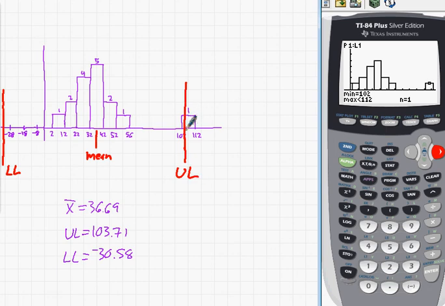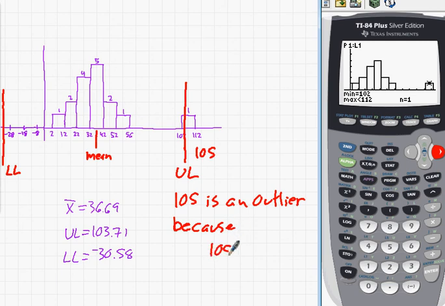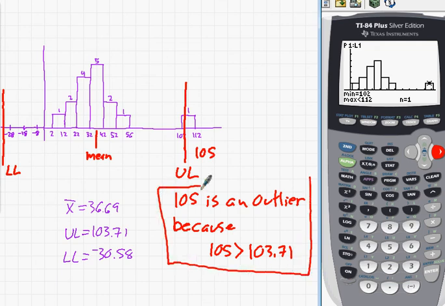If we look back at the original data, we have that 105, which is, of course, over the fence. So we still have the same conclusion. 105 is an outlier because 105 is greater than 103.71, so it's over the fence. It's the only one that's over the fence, so it's the only outlier.